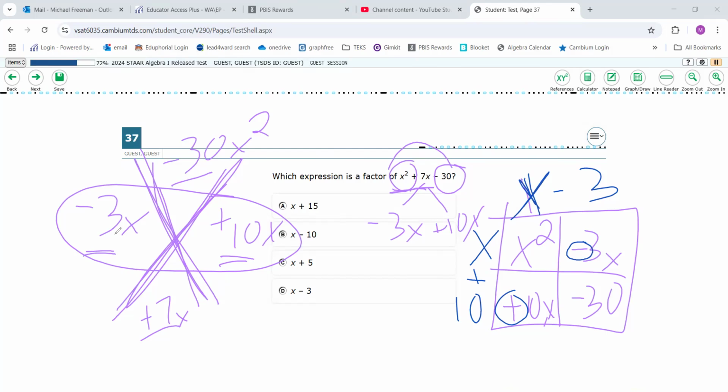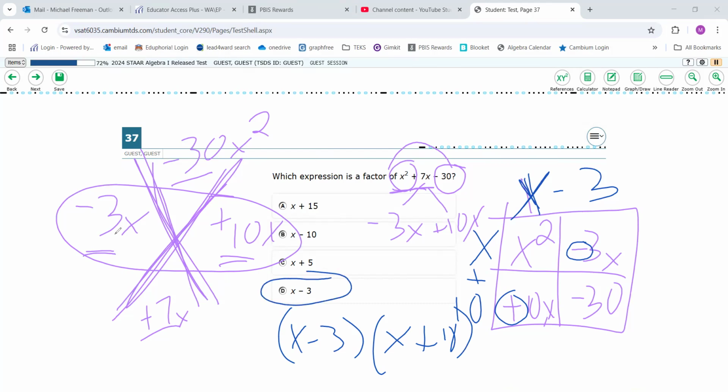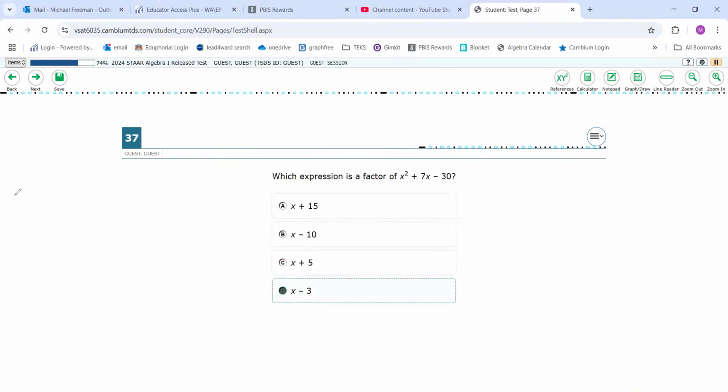So which of our two factors are there? We have x minus 3 and x plus 10. So x minus 3 is the answer. That's one of our options. So when we see factor, we do our X box, get our two factors. Sometimes they give us both, then I just have to match them both. But if they only ask for one, I just have to figure out which one is there.